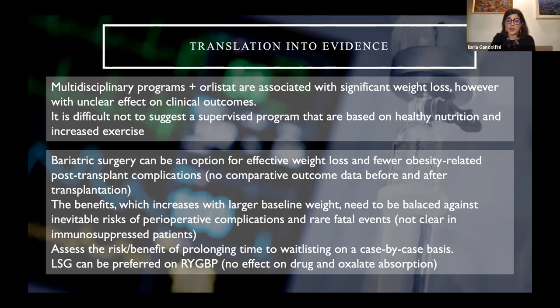The benefits, which increase when there is a larger BMI and weight, need to be balanced against the inevitable risk of perioperative complications and rare fatal events, even if we do not have clear data in immunosuppressed patients. And we should assess the risk and benefit of prolonging time to wait listing on a case-by-case basis. Laparoscopic sleeve gastrectomy can be preferred over Roux-en-Y gastric bypass because it has no effect on drug and oxalate absorption.